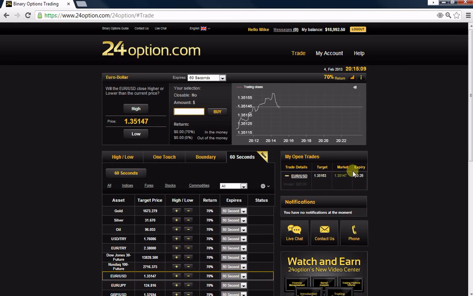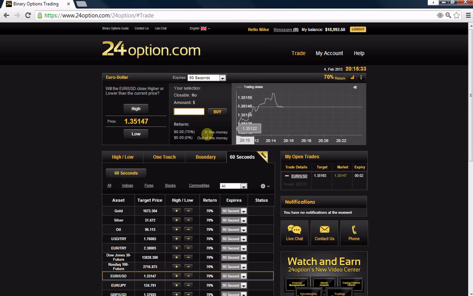Now we can see here the status of the previous purchase. We entered at 1.35163, and it's 1.35148. Looks like we're going to win that one. Could change in the next 15 seconds, but probably not. So we're going to go with another $25 investment. Actually, before we do that, let's take a look at our balance.